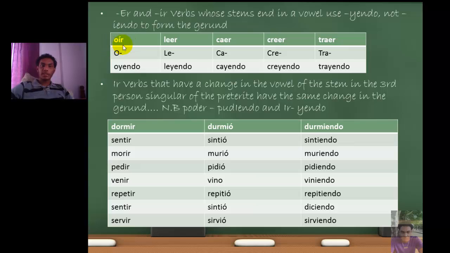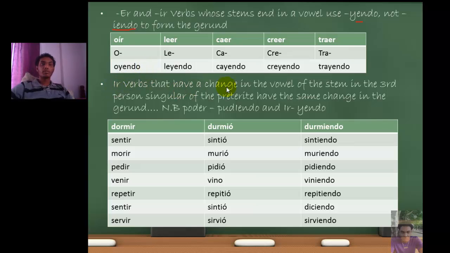Just a little note, because sometimes it can be confusing. Oír, leer, caer, creer, traer. These are the stems. And instead of adding iendo to form the gerund, sorry, this is an I, this is a normal I, sorry for the font, we add yendo. So we have oyendo, leyendo, cayendo, creyendo, trayendo. So it's hearing, reading, falling, believing, bringing.